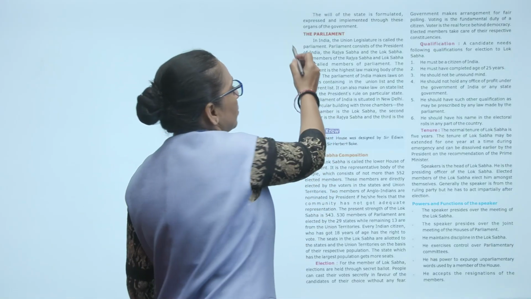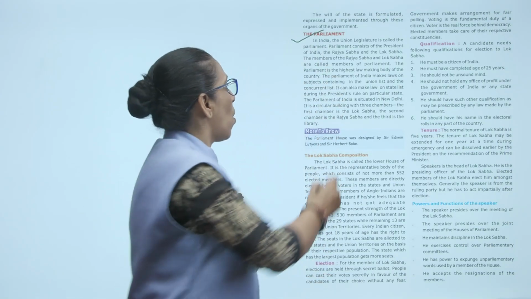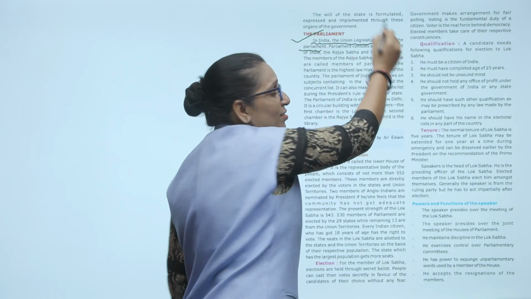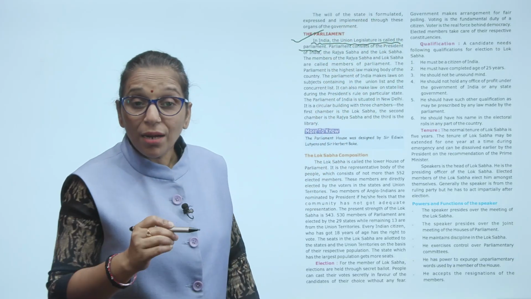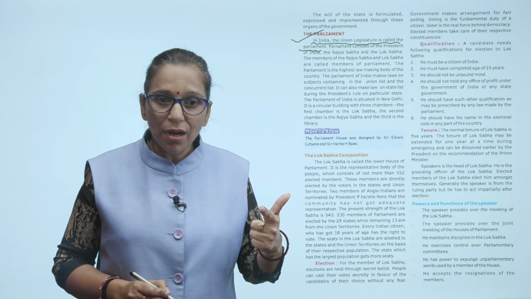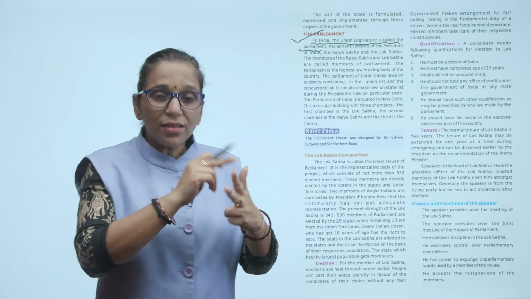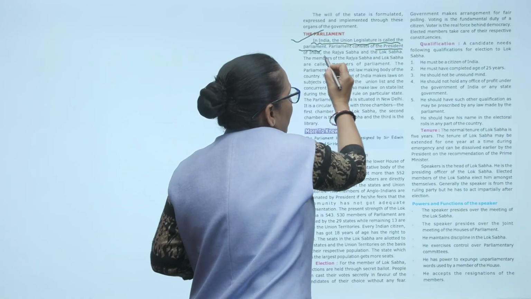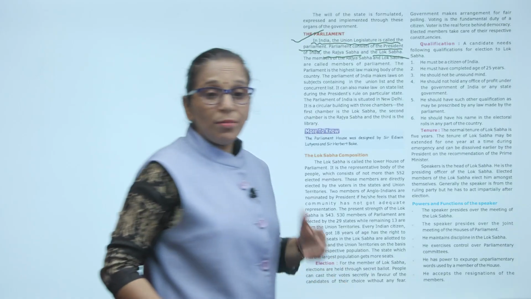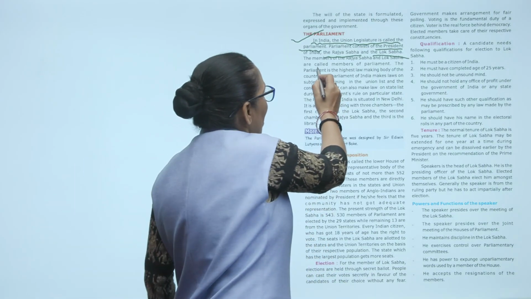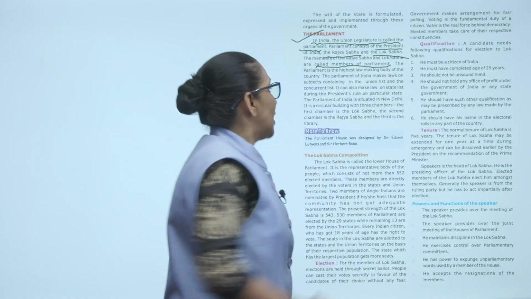Now the parliament. In India, the union legislature is called parliament. See, one line definition, union legislature. Parliament consists of the President of India, number 1, number 2 Rajya Sabha, and number 3 Lok Sabha. These are the three constituents of the parliament: President, Rajya Sabha and Lok Sabha. And the members of Rajya Sabha and Lok Sabha are called the members of parliament, MP. And the parliament is the highest law-making body for the country.